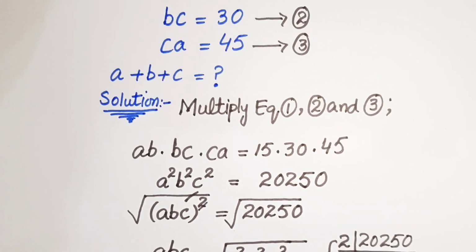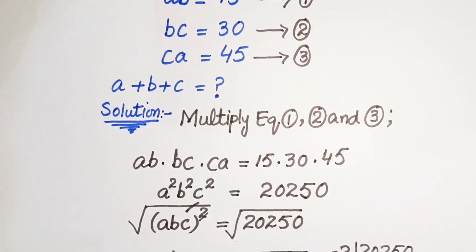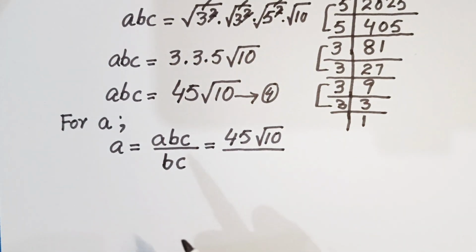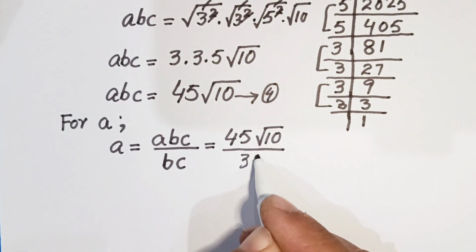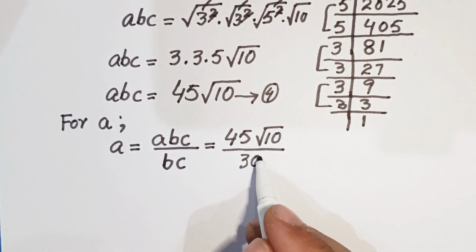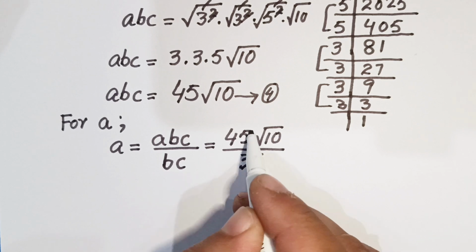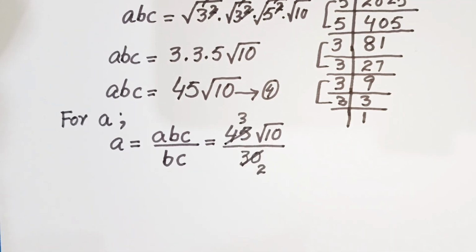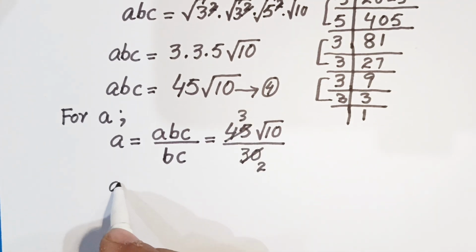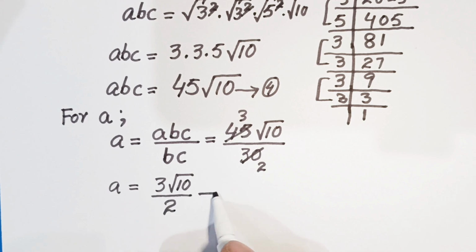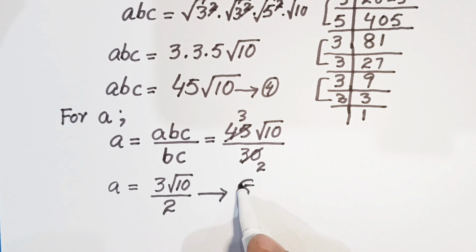We see from equation 2 that BC is equal to 30. So putting it here, we get 30. Now cancelling 30 by 15: 15 twos are 30 and 15 threes are 45. So we have the value of a, which is equal to 3 times square root of 10 over 2. Let's say it is our equation number 5.